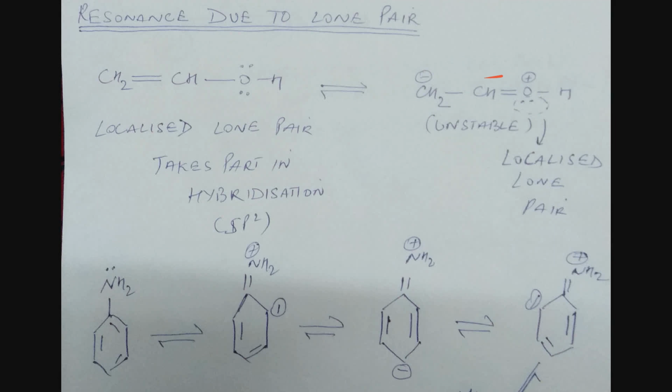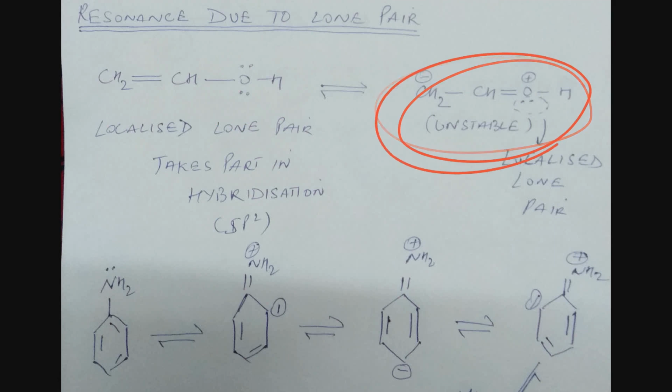Therefore, if we want to guess the hybridization of this part, then we need to take account of the localized lone pair. We will not consider the delocalized lone pair, but the localized lone pair will give its hybridization. So we may tend to say that here the hybridization must be sp3, but if we apply the concept of resonance, the hybridization comes out to be sp2.